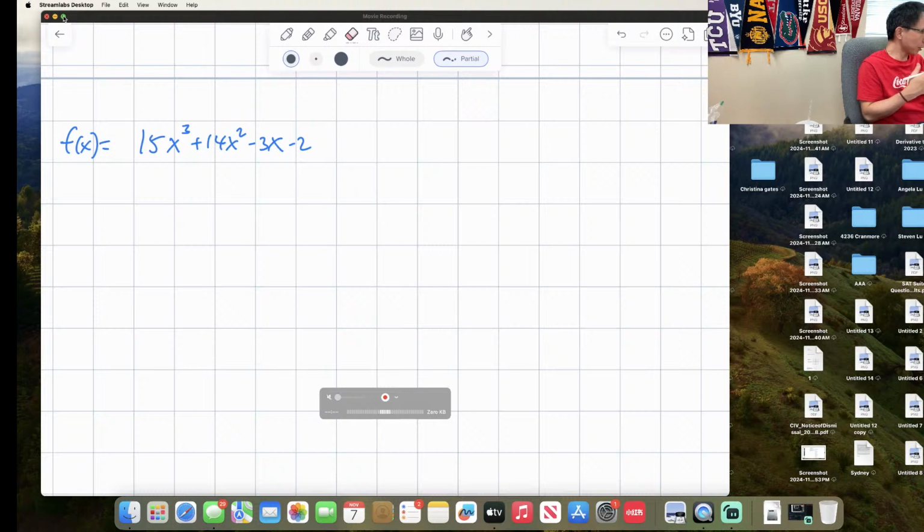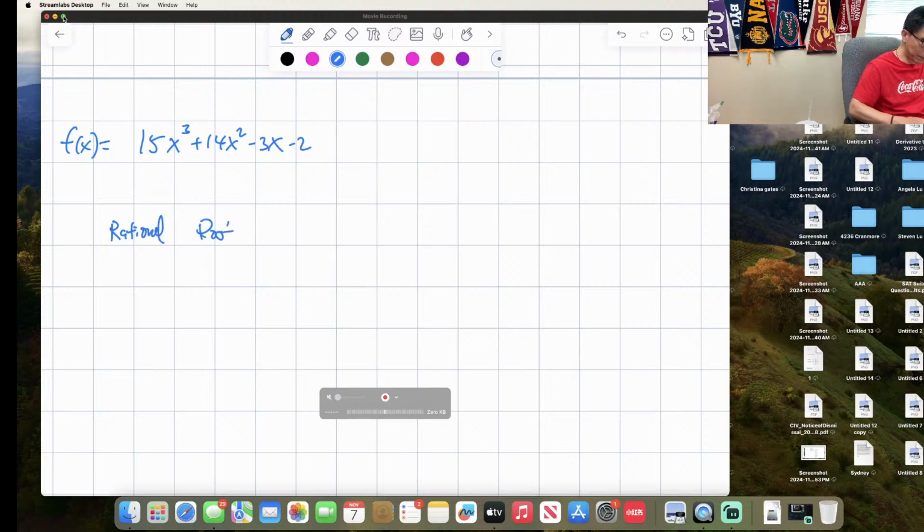So do we have additional tools to do that? Yes, we do. The tool is called the rational root theorem. And it's just a name, it's not as scary as it sounds. The rational root theorem, or rational zero theorem, or roots theorem.